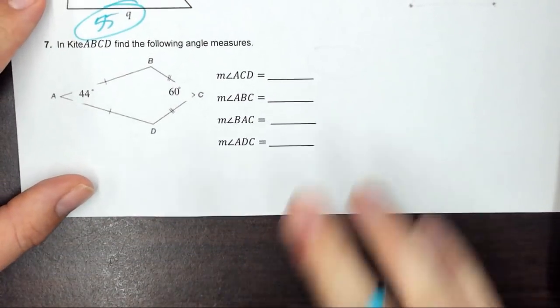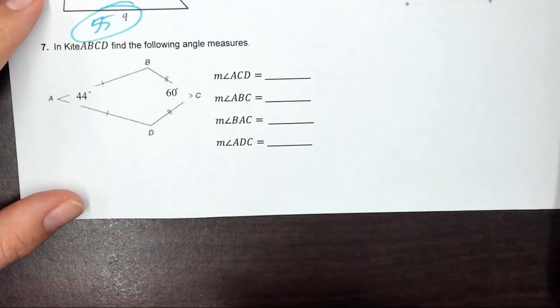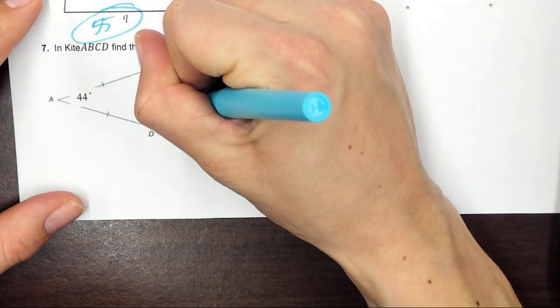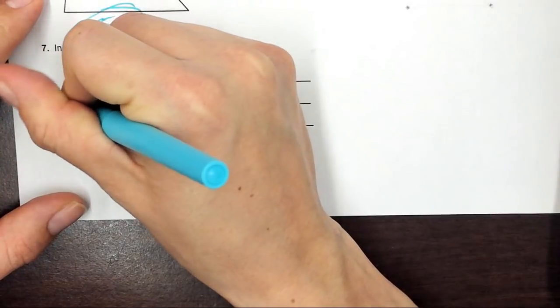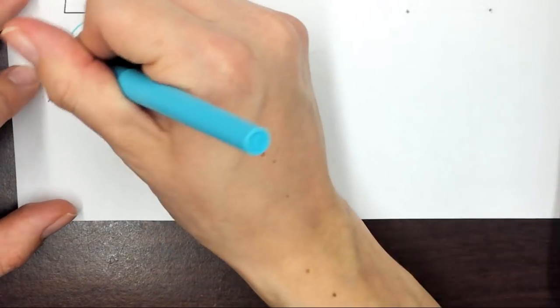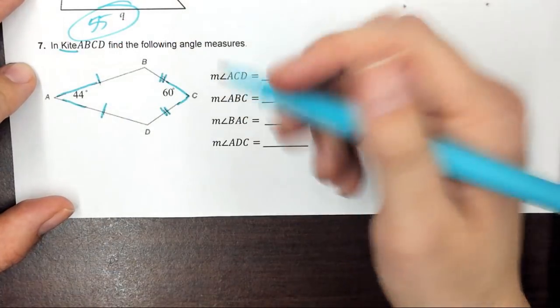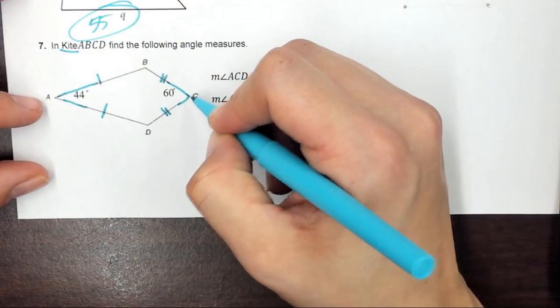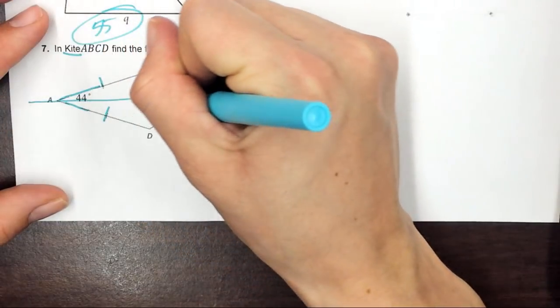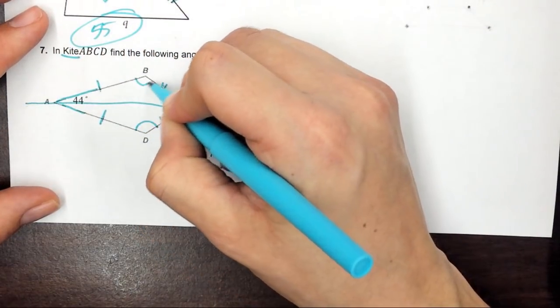Number 7. In kite ABCD, find the following angle measures. Sorry, there's some white space there. Okay, we know it's a kite. They tell us it's a kite, and they've got the markings for the kite. So we know in a kite it's symmetrical. We would cut it right here, which means this angle is the same as this one.